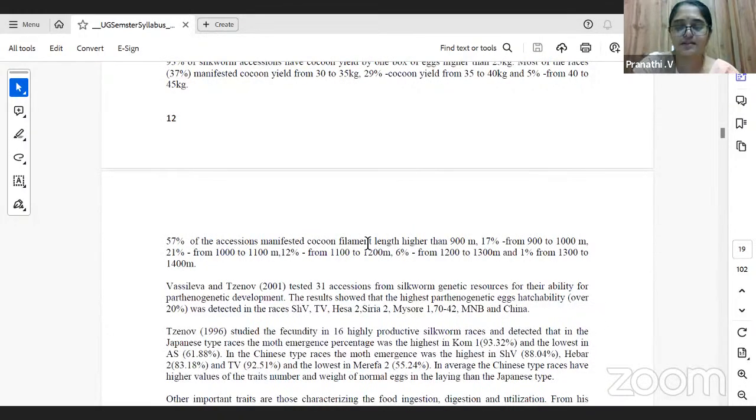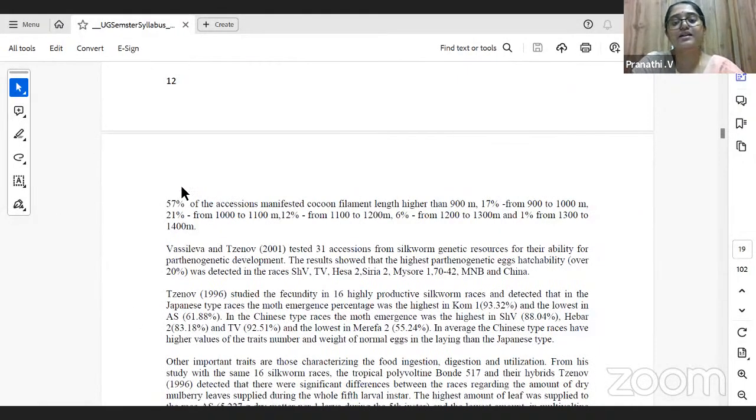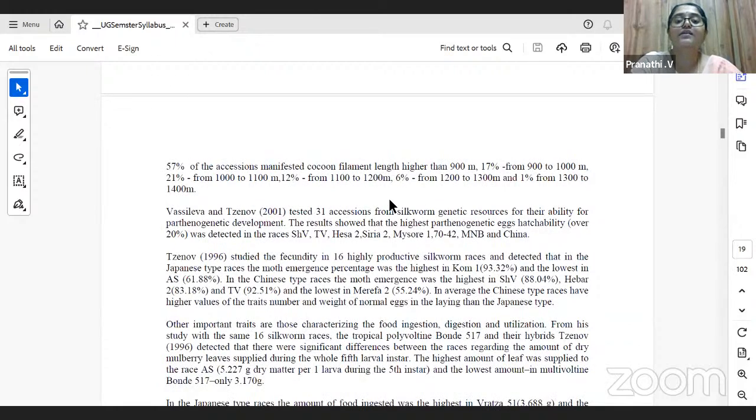Then you have 50% of the accessions having a filament length higher than 900 meters. 17% have around 900 to 1000 meters, 21% around 1000 meters, that is around 1 kilometer of silk filament you're going to get from so much percentage of the silk cocoons. That is your reliability. Around 31 accessions were tested by Vasileva and Senov in the year 2001.